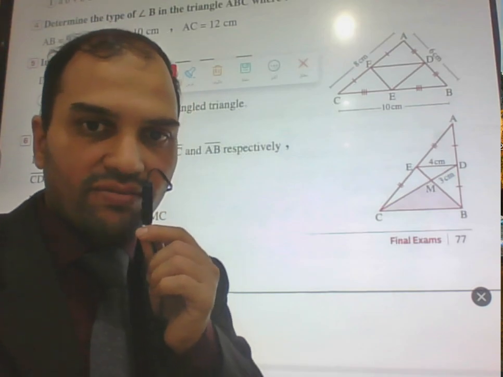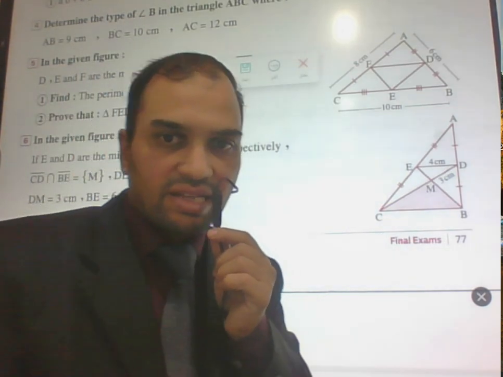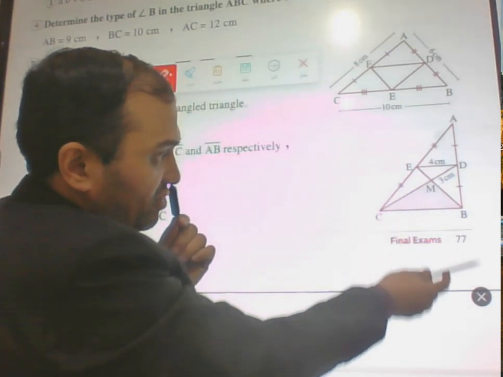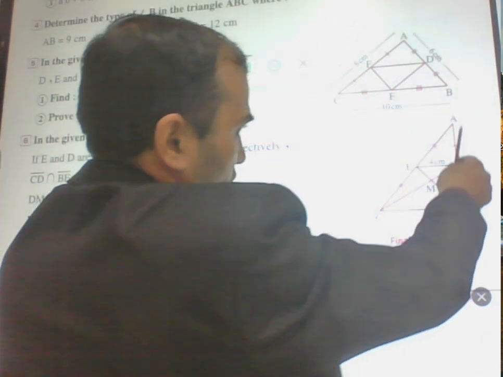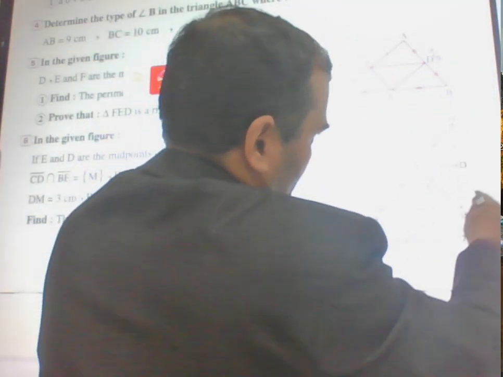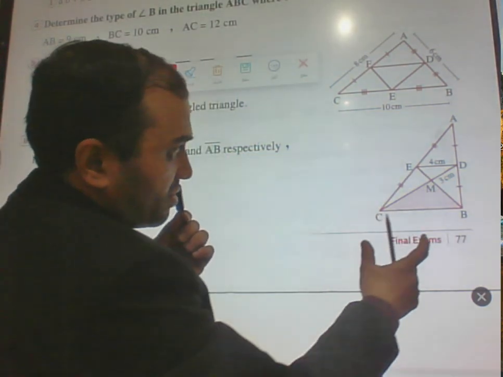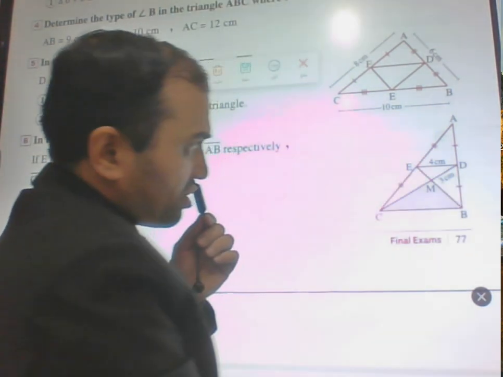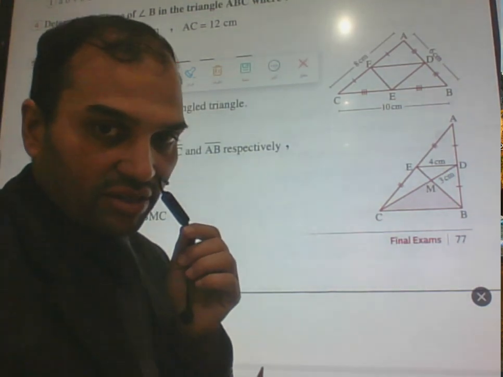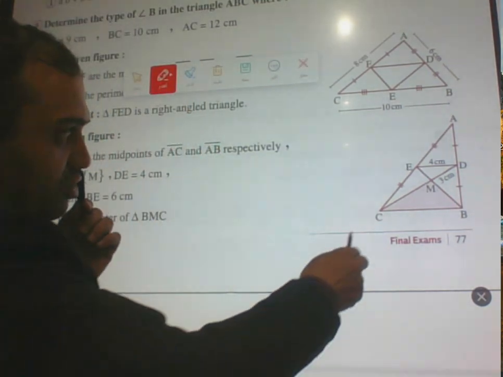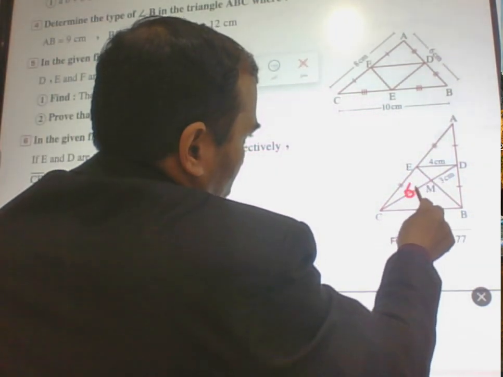We call it the median because E is the midpoint of EC, then ED or EB is the median of this triangle. Then EB is the median, and also D is the midpoint of EB, so CD is the median. Then the two medians CD and EB intersect at one point M. Here we can call this the centroid point. You know, for the centroid point, CM is twice of 3. It will be 6 centimeters.